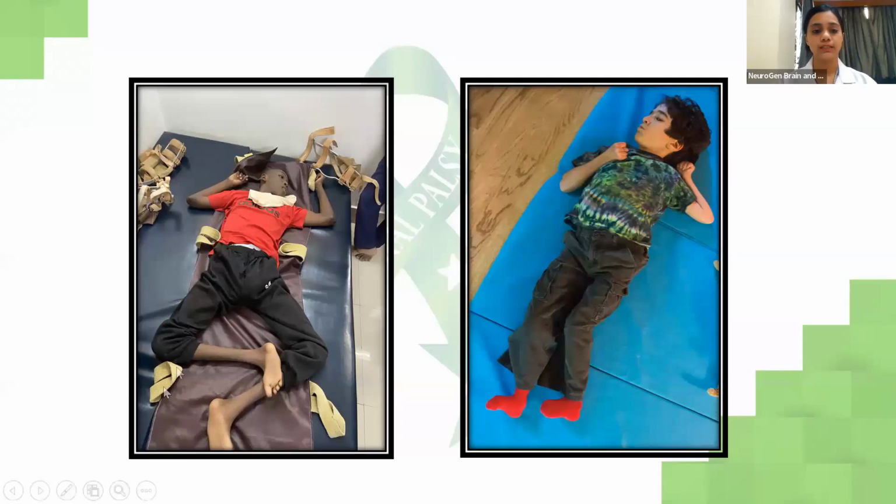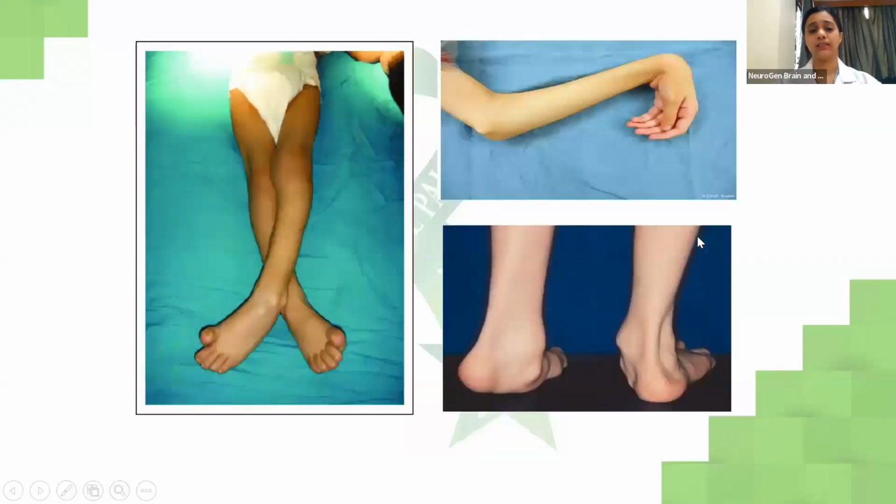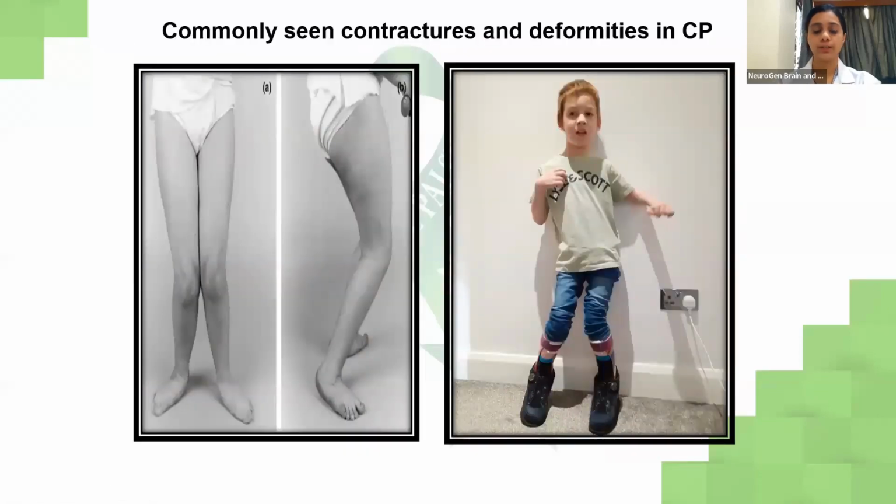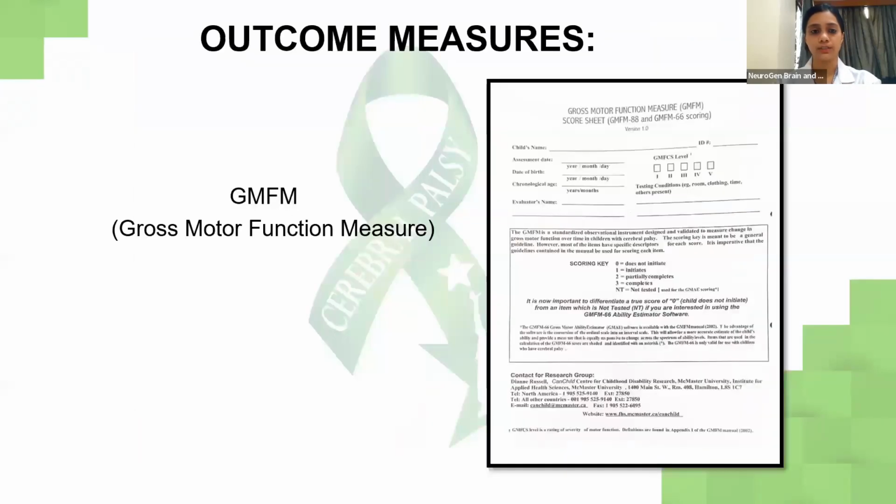So in this patient, he has abduction deformity. In this patient, he has a windswept deformity. Windswept deformity is a classical feature of initiation of hip dislocation. Then severe adduction deformity, wrist flexion deformity. This is a pronated foot. So any kind of deformities needs to be mentioned, and the intervention needs to be planned according to the deformities. Now the outcome measures.